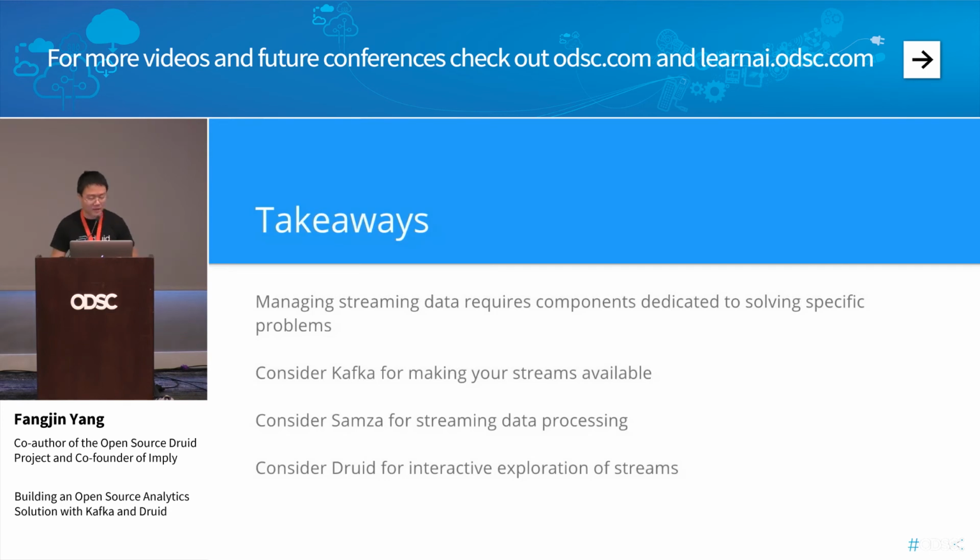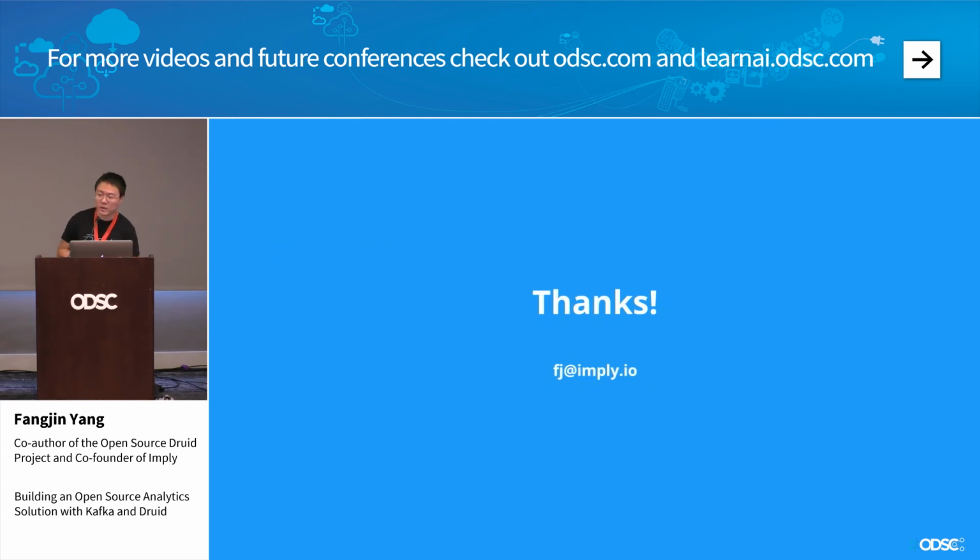What I hope you got out of this talk is that managing a large and complex volume of streaming data is very difficult and often requires dedicated components, each dedicated to solving a specific set of problems. I talked about using Kafka for delivering your events from one place to another, Samza for doing stream processing and cleaning up the data, and Druid for doing interactive exploration of the cleaned up data. Cool, thanks everyone, and happy to take some questions right now.